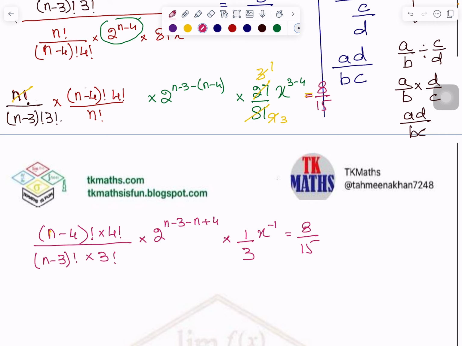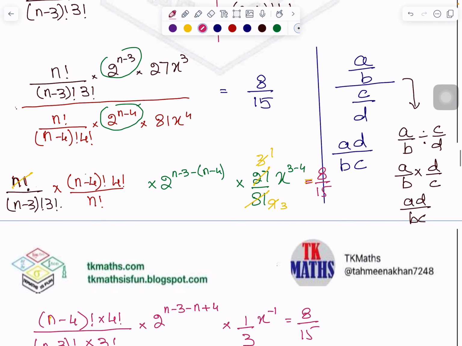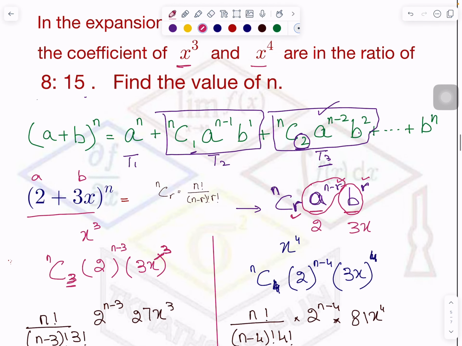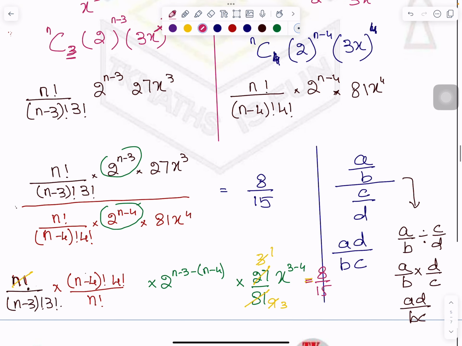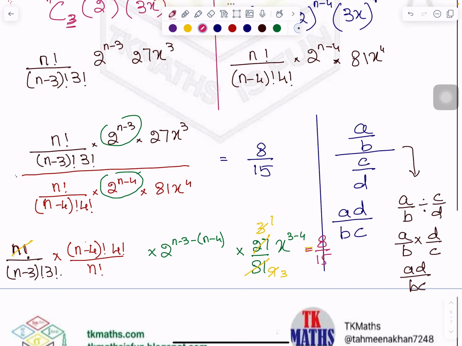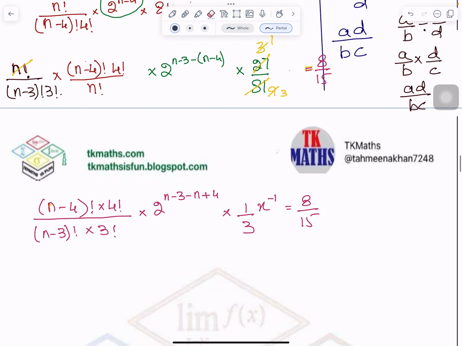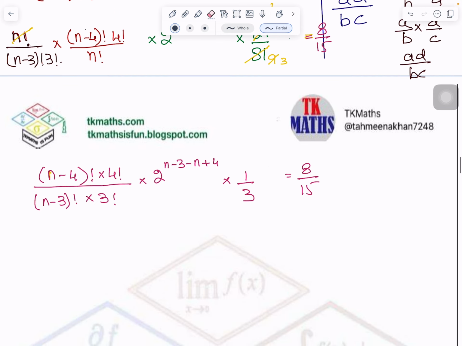Actually, by the way, when the question was talking about the coefficients being in the ratio of 8:15, you don't need to write this, because we have to write only coefficients. So I'm removing it because I don't want this. He's saying the relation is with respect to the coefficient of x power 3 and x power 4. So we will only write coefficients here. Okay, so now I'm starting again, simplifying here.